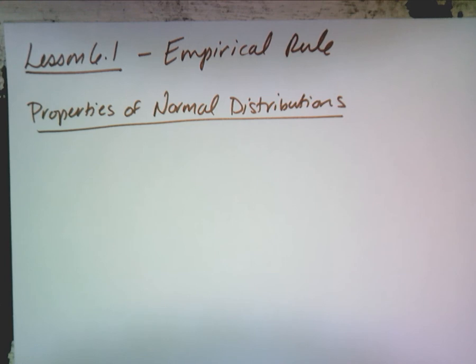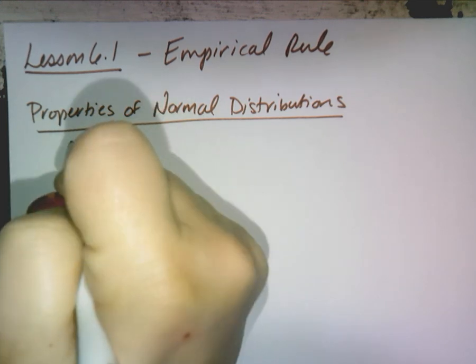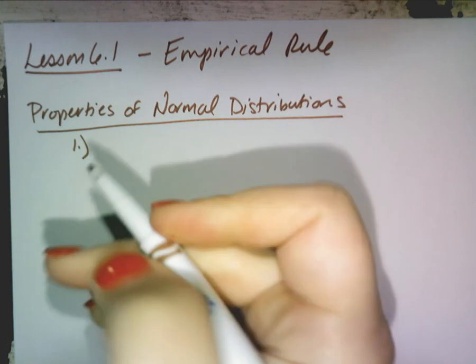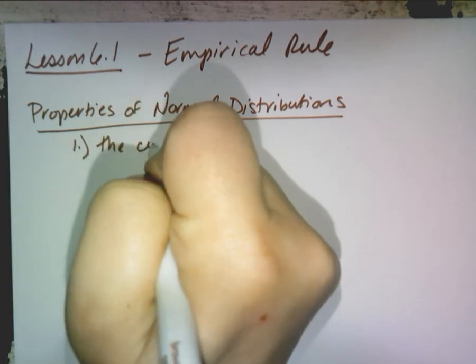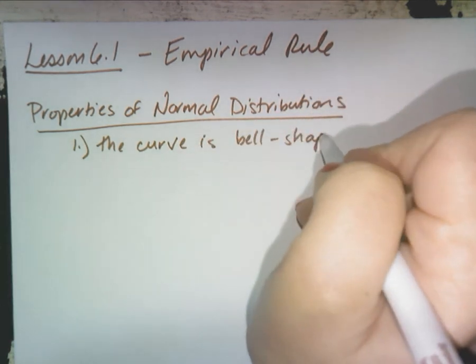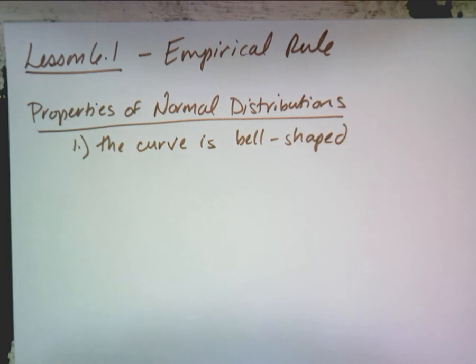5 quick properties of normal distribution, and then I'm going to explain to you what's called the empirical rule, which is really super easy to learn. So the first property of normal distributions is the curve is bell-shaped. Hopefully you've heard of that before. If you have a normal distribution, you have this curve where it's shaped like a bell. And I think we've talked about that way back in like chapter 2 or something like that, okay?